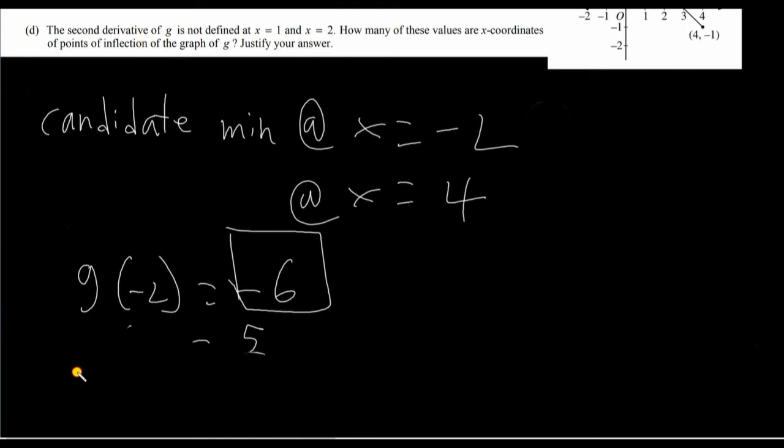The second derivative of g is not defined at x equals 1 and x equals 2. How many of these are x-coordinates of points of inflection on the graph of g? And justify your answer. Okay, so when you see points of inflection, that should trigger in your mind the second derivative. Because when you're checking for points of inflection, you have to take the second derivative of the function you're taking the points of inflection of.